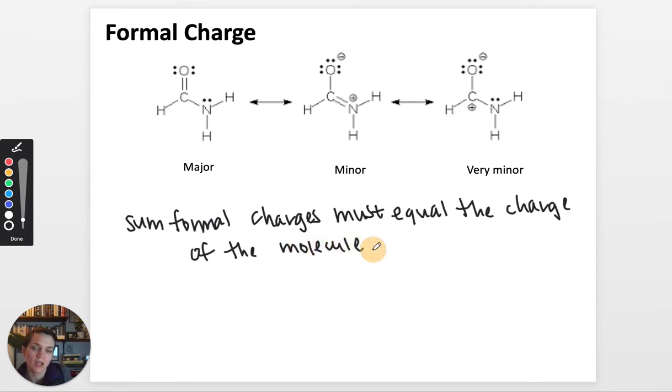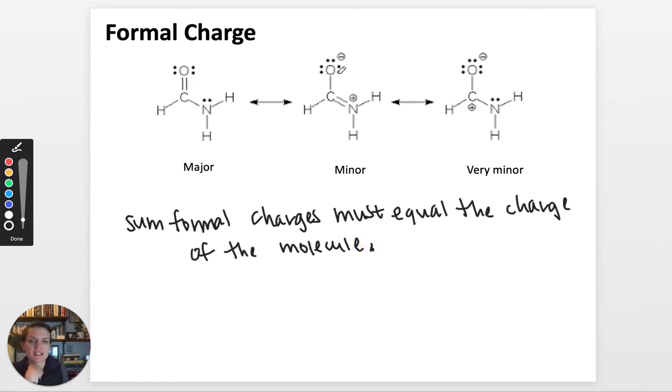Right, so in this case, this isn't a charged molecule. It's not ionic in any way. So it's not like a polyatomic. That would be an example of a covalently bound charged ion. So those formal charges need to balance each other out.